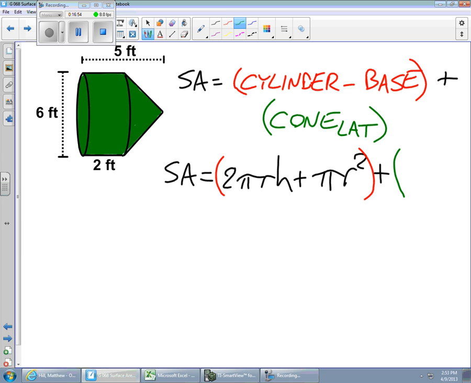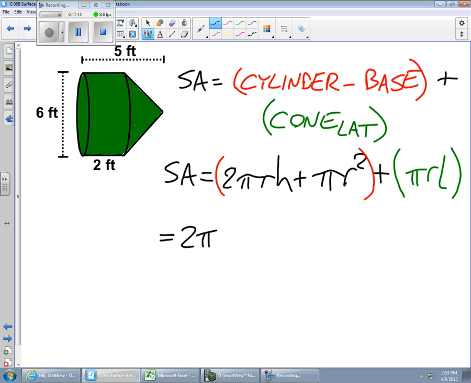Probably a funny formula that you've never seen before. Yeah, pi r l. Okay, kind of a strange little formula, but that's what it is. All right. Now let's just plug in. This one is not nearly as bad as it looks. 2 is 2. Pi is pi.